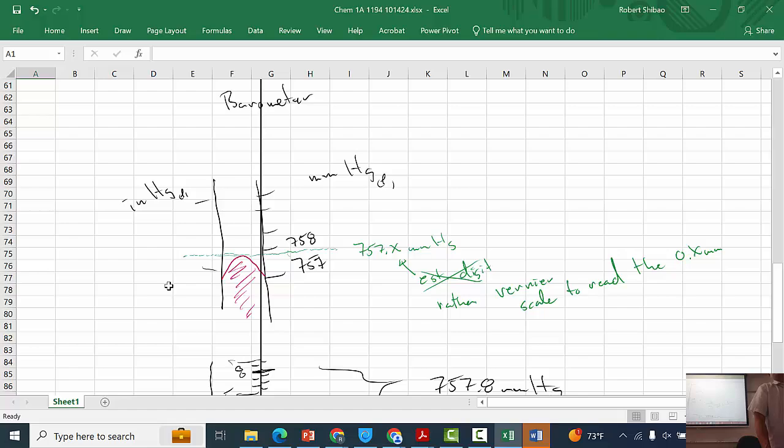Okay, any questions? You can work in groups of 1, 2, or 3 for this lab. You'll need to check out the equipment from the stock room. I'll stop now.